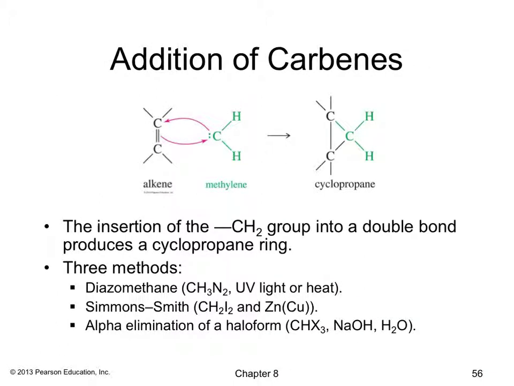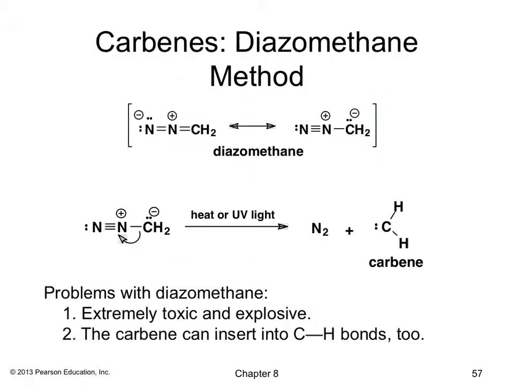Carbenes can also react with alkenes, and the mechanism for that is shown here, where the electrons from your alkene go to the carbon, and these electrons come to the other carbon to generate cyclopropane. So it's essentially an insertion of the CH2 to generate the cyclopropane ring. There are 3 methods: diazomethane, Simmons-Smith, and alpha elimination.